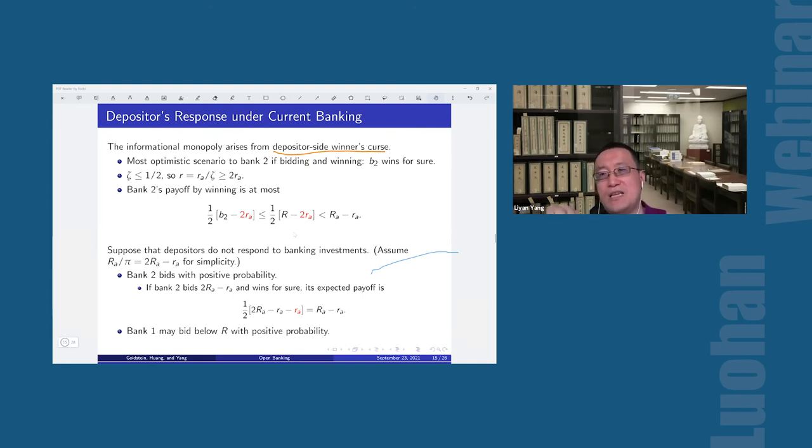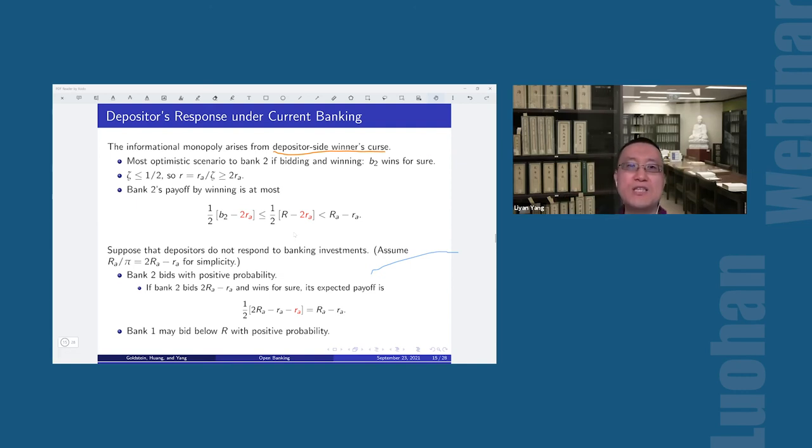The informed bank has a positive rent, but the uninformed bank will participate. That's what he found: the participation threat from the uninformed bank will reduce the rent of the informed bank, and that will leave some rent to the borrower. But in our model, the borrower has nothing. The borrower gets zero. Now let's see why that's the case.